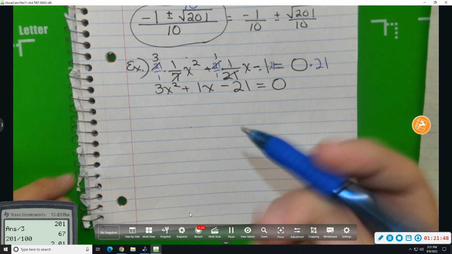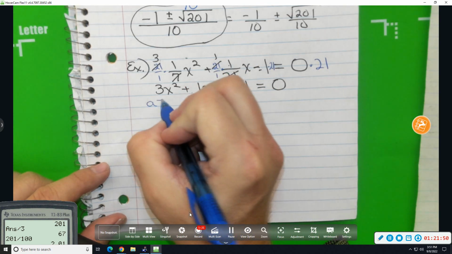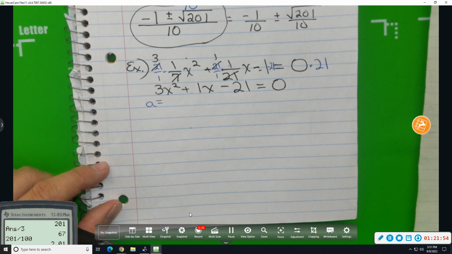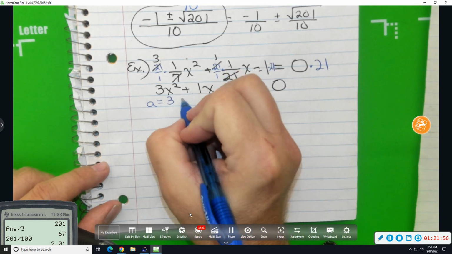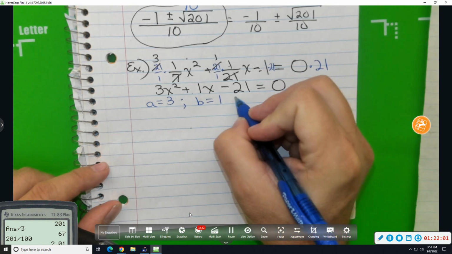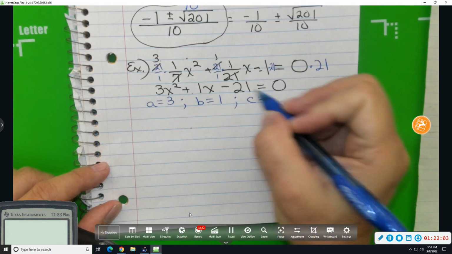We'll identify our A, B, and C values. A is? Just 3. B is? The number in front of x, just a 1.